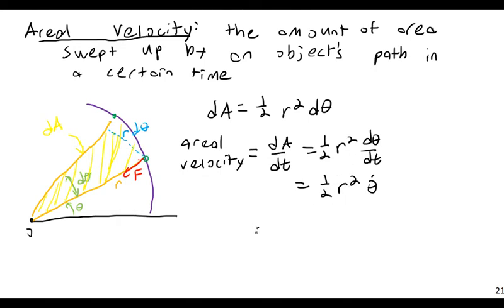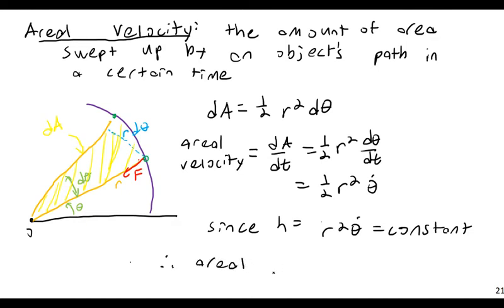And again, so we know that since h equals r squared phi dot equals constant, we know that areal velocity is therefore also constant. The area swept by an orbiting object will be constant throughout its orbit for any unit time.